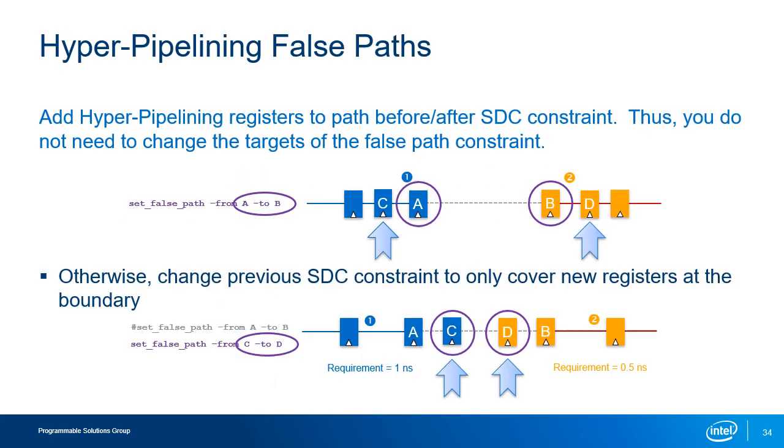When performing hyperpipelining on a path that is constrained by a false path command, it is easiest to add the new registers on the outside of the constrained path. In the first example on this slide, that would be just before register A and/or just after register B. If you do add registers within the path constrained by the false path command, then you would have to modify the constraint to move it to the innermost registers, registers C and D in the second example. Otherwise, the new registers are inside the false path exception and the retiming would not be allowed.